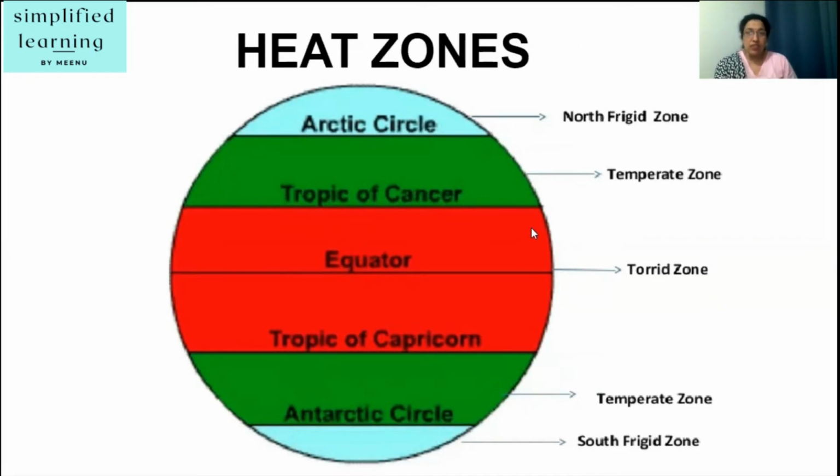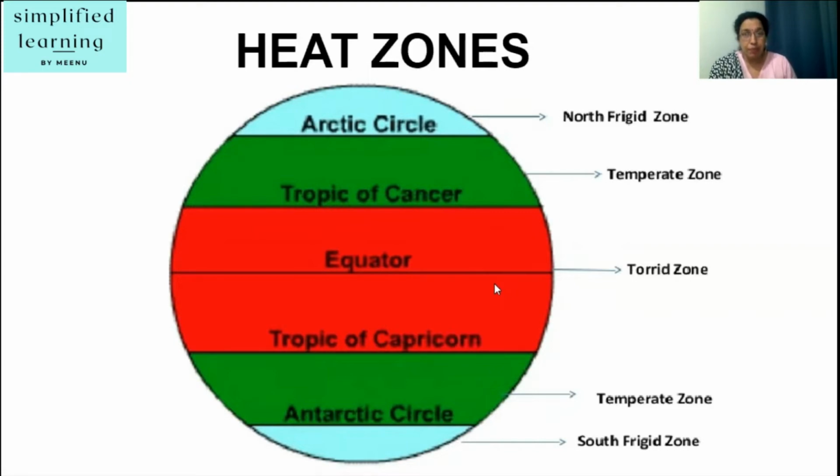The direct heat of the sun, or you can say the vertical rays of the sun, do not go beyond the Tropic of Cancer and Tropic of Capricorn. So what happens beyond the Tropic of Cancer? The rays of the sun are slanting. Clear? Not vertical. Similarly, beyond the Tropic of Capricorn also, the rays of the sun become slanting.